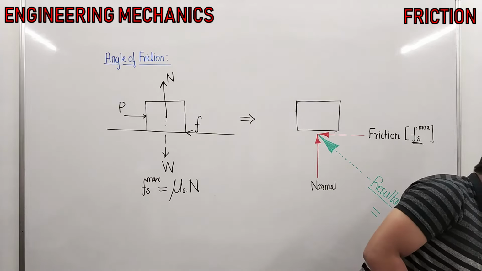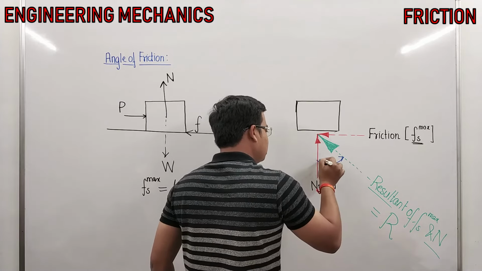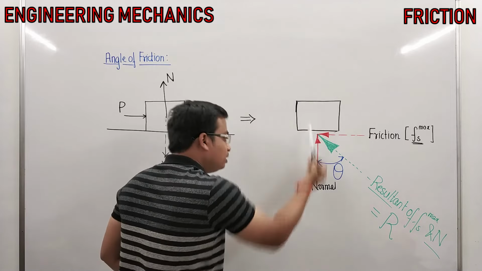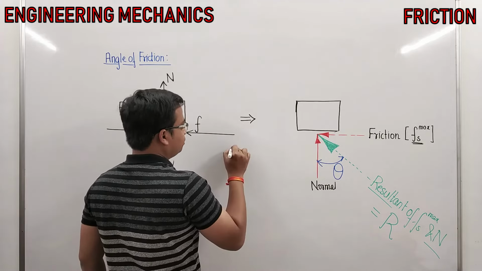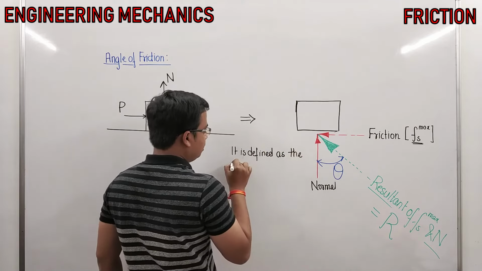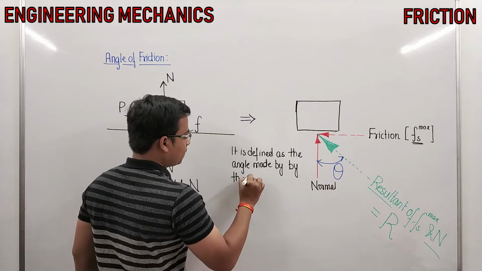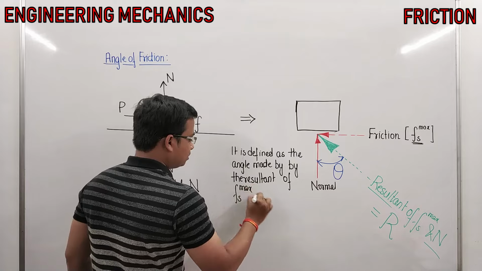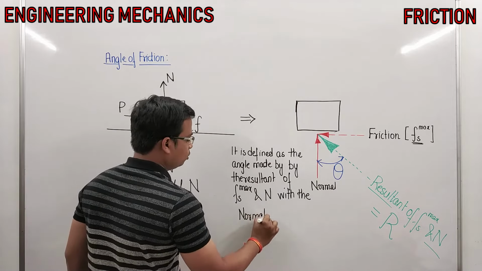Now, by definition, the angle that this resultant of friction and normal make with the normal is what is known as theta. Remember, the angle that the resultant of this and this make with the normal. Let me just write this. The angle of friction is defined as the angle made by the resultant of Fs max and N with N itself, or with the normal. So this basically is a definition of the angle of friction.